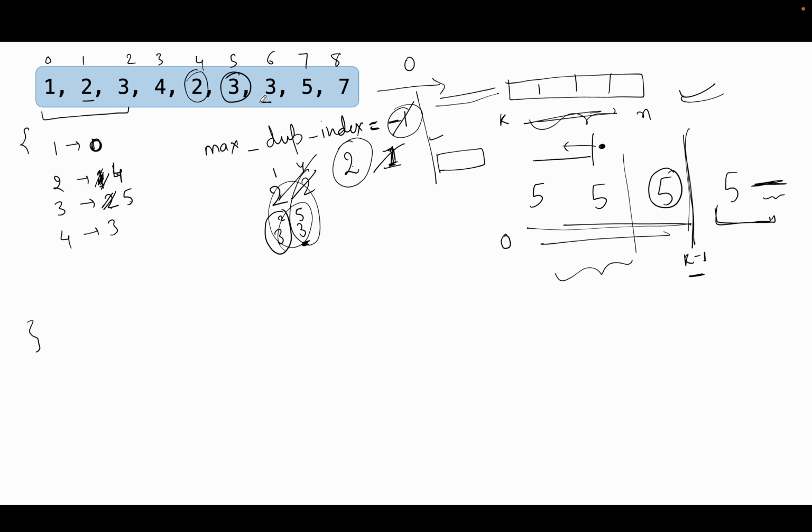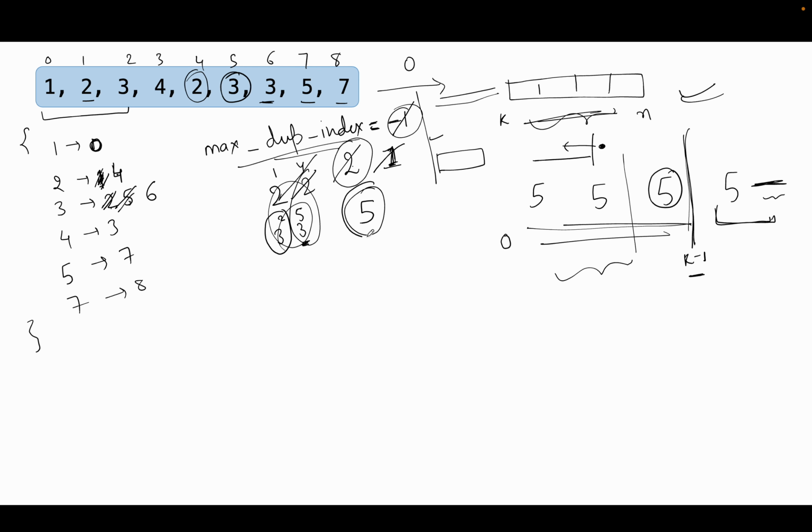And then we again find a 3. So we see that 3 is in the map and its previous occurrence was 5. So we store the previous occurrence 5, which is larger than this, obviously. So now this max duplicate index is 5 and we store 6 here. Then we encounter 5. 5 is not present, so we store 5 at position 7. Then we go to 7. 7 is not there at position 8. So we reach the end of this list.